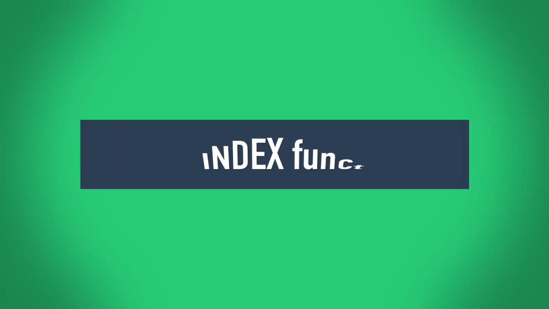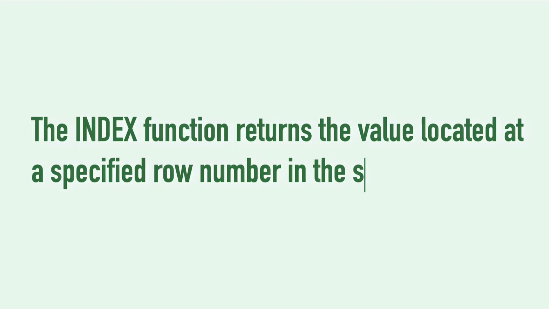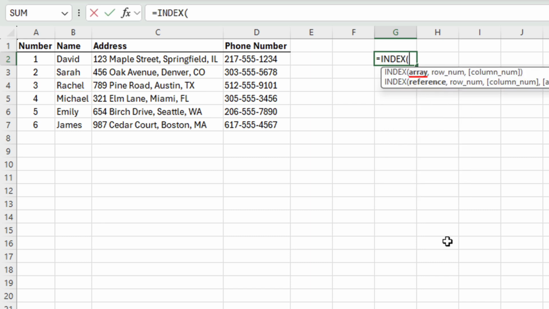Now, to understand how the combination of the INDEX and MATCH functions works, let's examine the syntax of each function separately. The INDEX function returns the value located at a specified row number in the selected range. For example, let's find the name Rachel in the corresponding column. The first thing we specify is where the search will take place. We will only be interested in one column, so we select it. Next, we must indicate the row number within the selected range from which the value will be returned.